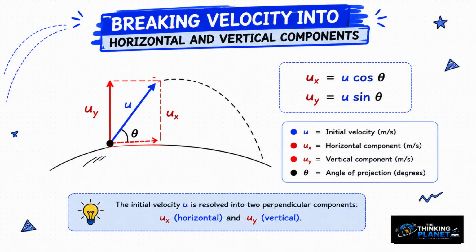On one side, we have the horizontal velocity, represented mathematically as u cosine theta. This is the push moving the ball forward across the field. On the totally flip side, we have the vertical velocity, represented as u sine theta. This is the component driving the ball upward toward the peak. Treating these as independent motions, well, that is the ultimate secret to unlocking projectile motion.